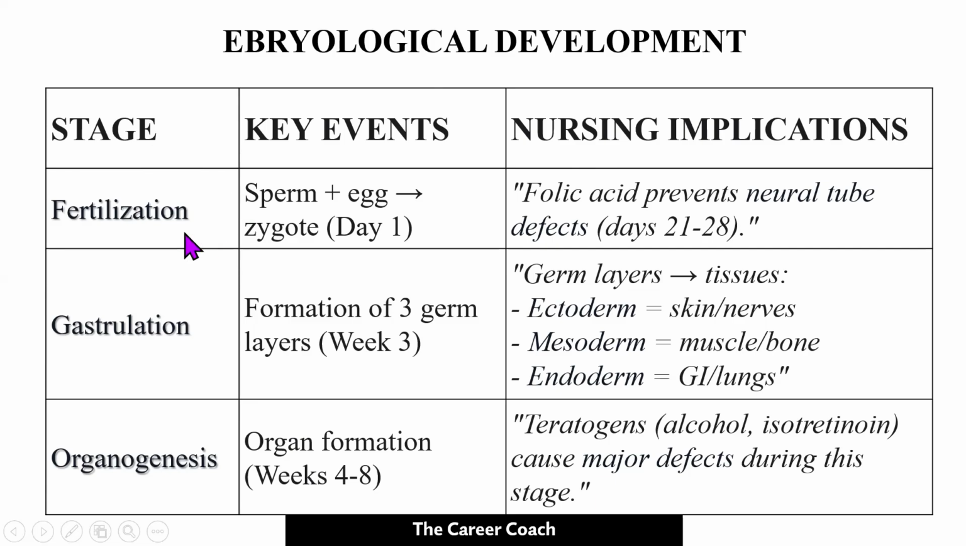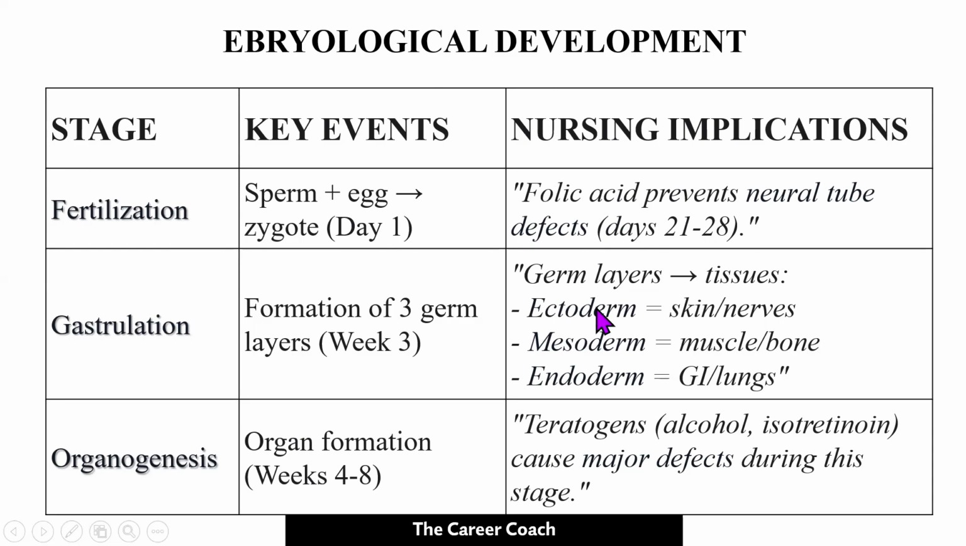The first is fertilization. It involves the formation of sperm and egg, leading to the formation of zygote. This is day 1. Nursing implication. There is need to give folic acid, which will prevent neural tube defects, especially in day 21 to day 28. The next stage is gastrulation. Gastrulation involves the formation of 3 germ layers, which will usually occur in week 3.